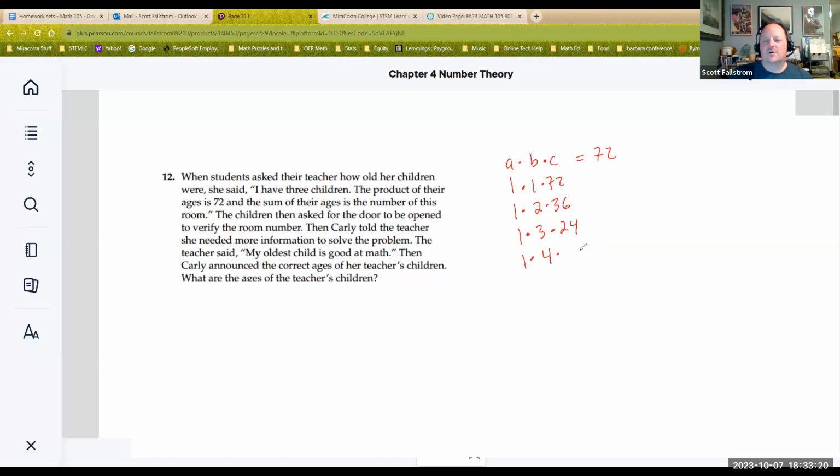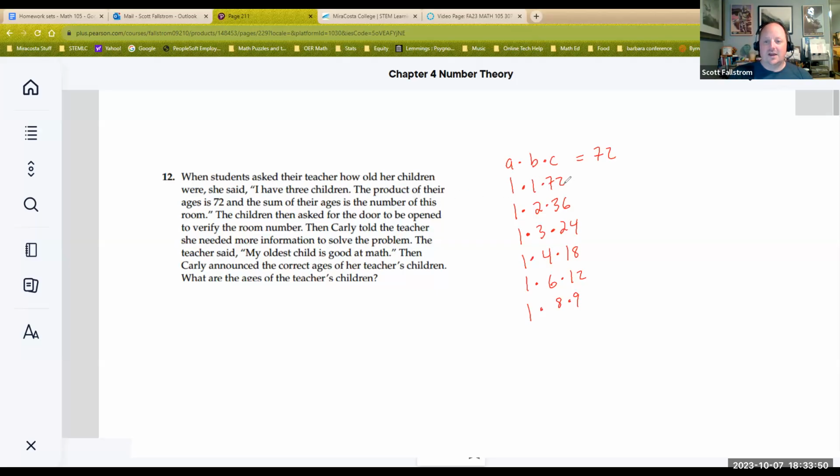Does 4 go into 72? Yes, it does. Was it 18? 18 times 4. Yeah, 40 plus 32, 72. Okay, so 1 times, let me do a 6 here. 6 times 12. 1 times 8 times 9. Okay, so I'm listing all of these possibilities starting with a 1-year-old.